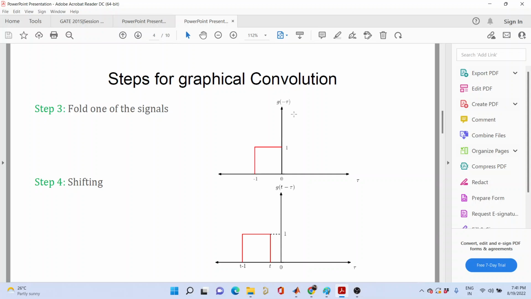Now to find g(t minus tau), we shift this signal by a term t. Now this t is varying from minus infinity to plus infinity. So this block would be sweeping around this axis as we vary t from minus infinity to plus infinity.